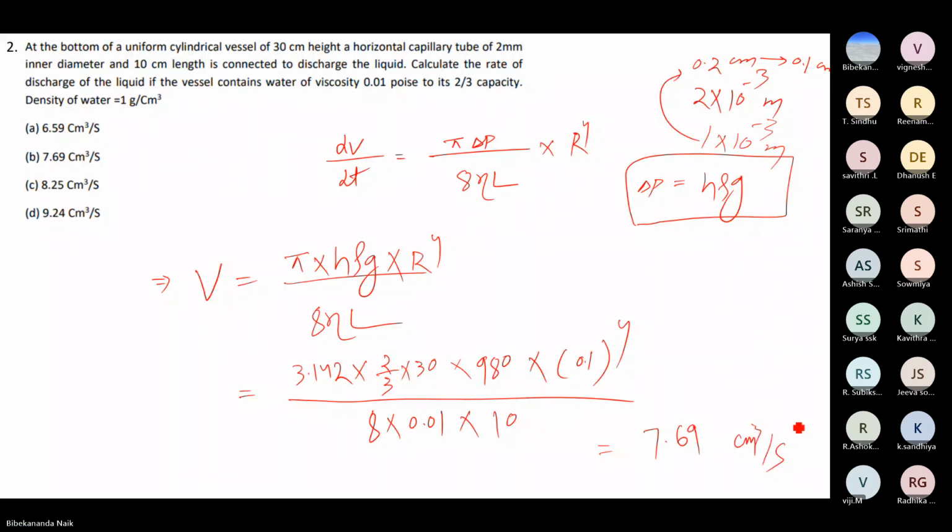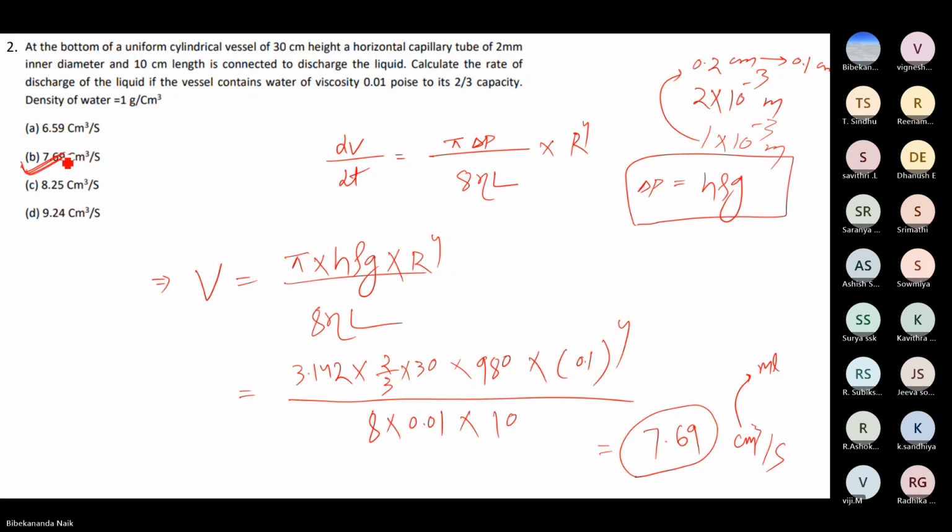So, can anyone tell me what is the alternative unit of centimeter cube? Yes, can anyone tell me? Centimeter cube is otherwise called as ml. So 7.69 centimeter cube per second means 7.69 ml per second. So this is the rate of discharge of the water. So the correct answer is 7.69 centimeter cube per second.